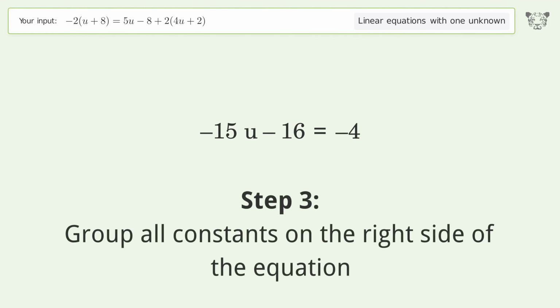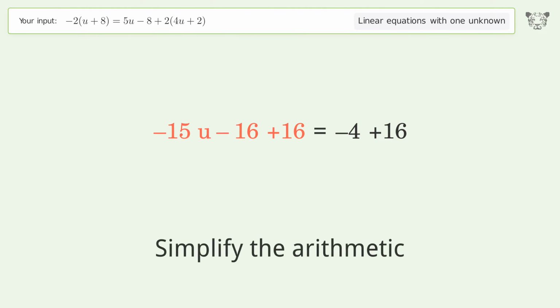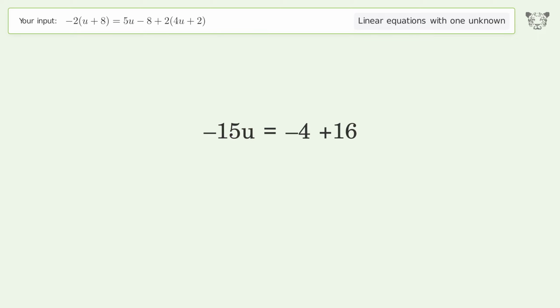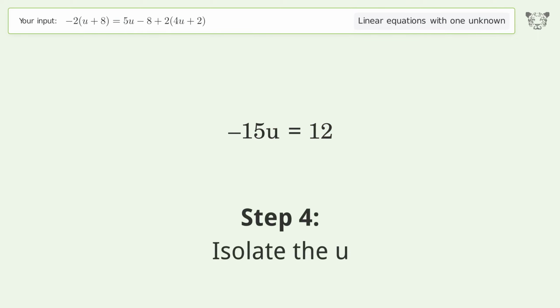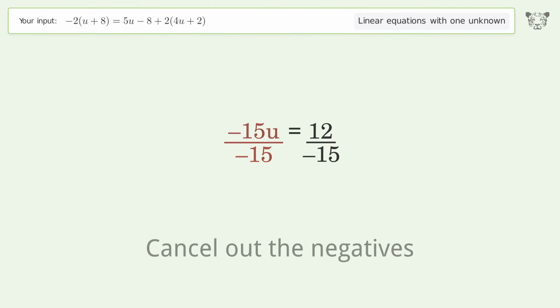Group all constants on the right side of the equation. Add 16 to both sides. Simplify the arithmetic. Isolate the u. Divide both sides by -15. Cancel out the negatives.